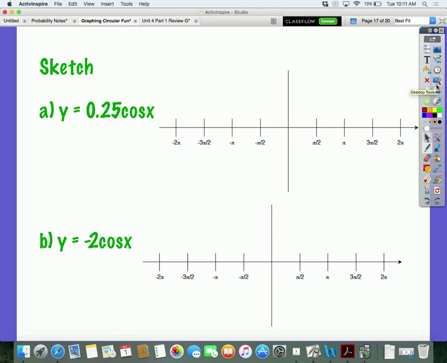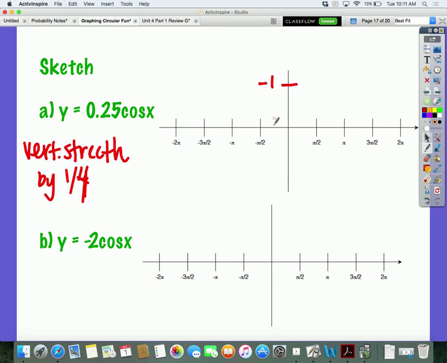Okay? So we're going to do this very first one. It's going to be 0.25 cosine x. So this right here tells us that it's going to be a vertical stretch by a factor of what? By a factor of 1/4, 0.25. So none of my x's change. It's just my y's. Okay? So I have positive 1, negative 1. I'm just graphing the original cosine function here.